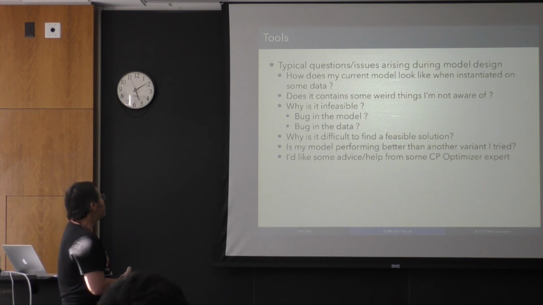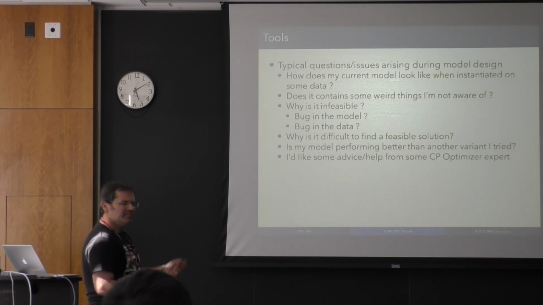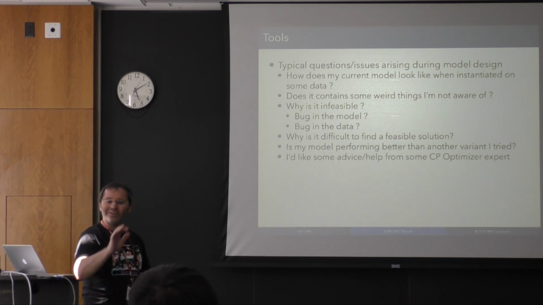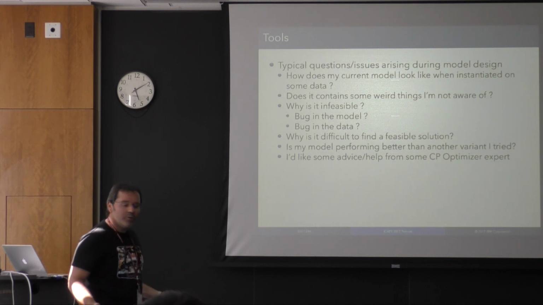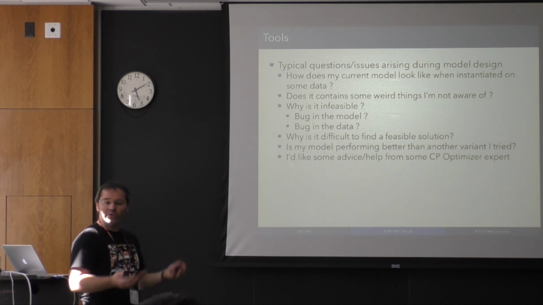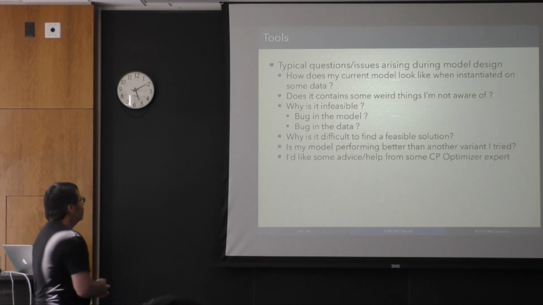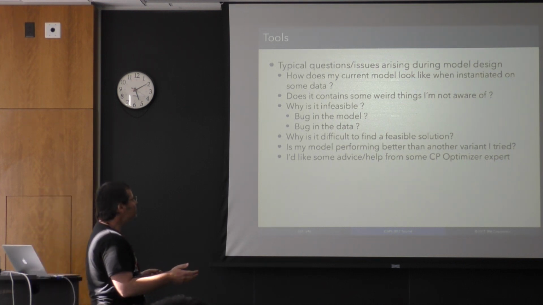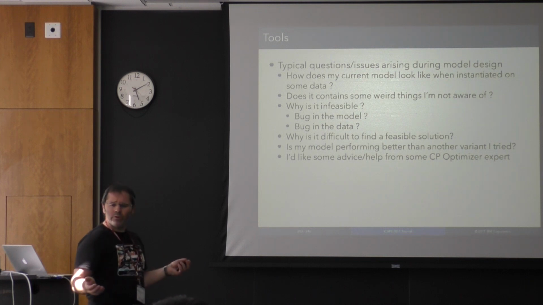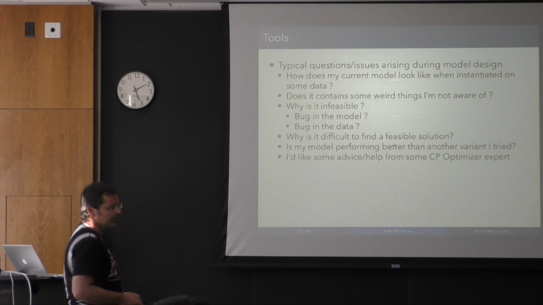Typical question. I have a model, it's quite complex, I've written it, I don't know, in C++. The code is, I've coded a bit everywhere to create my model. In the end, on a given instance, what does my model look like? What kind of constraints do I have on this instance, how does it look? Second question, maybe does it constrain some weird things I'm not aware of because the model is so complex? What's inside? It's related to the first question.